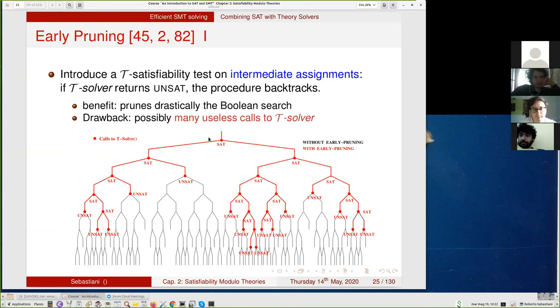So if you have a partial assignment, you add a few literals, you invoke the theory solver: satisfiable, go ahead. Satisfied in the theory, yes, go ahead. This is SAT, again, go ahead. You get here, you invoke the theory, it says unsat, so stop here. Tell the SAT solver to stop. Why? Because it's completely useless to progress here, since this part of the truth assignment is inconsistent in the theory. You should not add new literals.